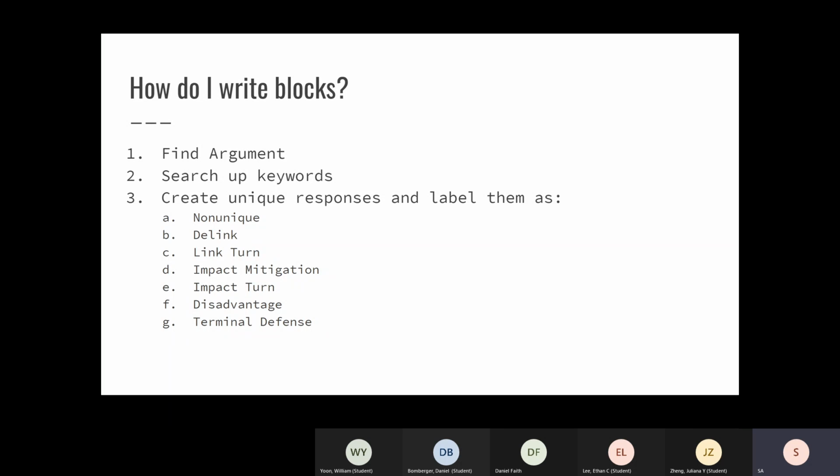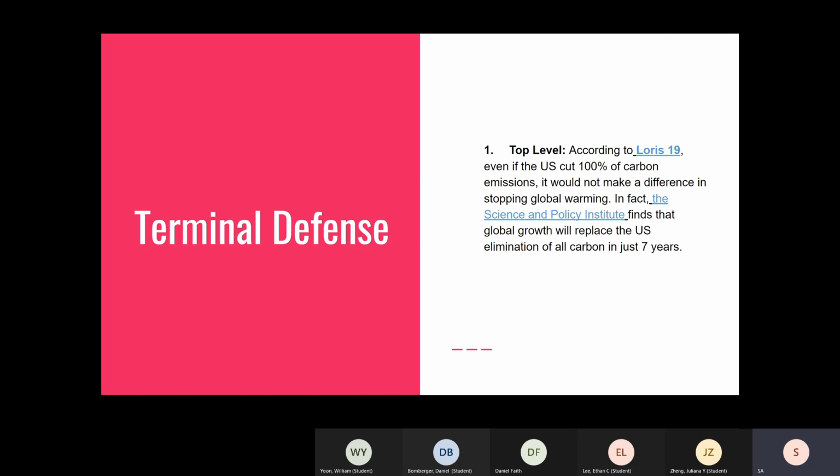But generally, climate change is a really good example. So if we look at this, let's say they say, oh, climate change will kill millions of people, but if the US got a bunch of renewable energy, we would save the entire world, right? So some kind of terminal defense would be something like this.